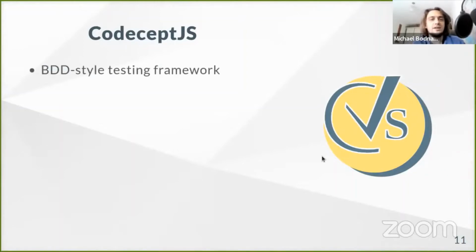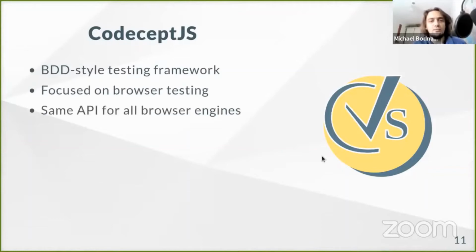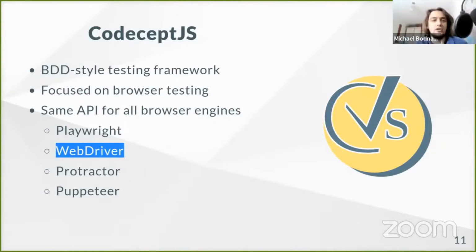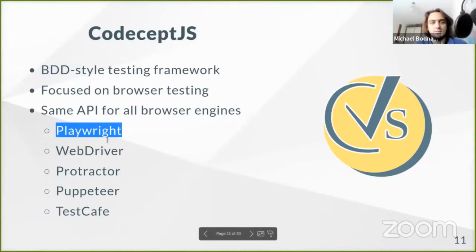So CodeceptJS is a BDD style testing framework fully focused on browser testing, and it provides the same API for all of these browser engines. So you don't need to think about what will happen if there is a new cool engine, will we be able to switch to it? What is better, Puppeteer or WebDriver? You can just use CodeceptJS and switch between them when you need to. It doesn't happen so often, but maybe if requirements change, you will need to use something different than Playwright. You are able to do it.